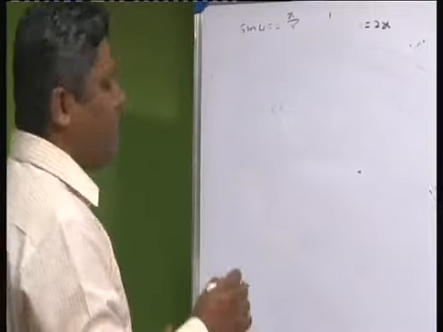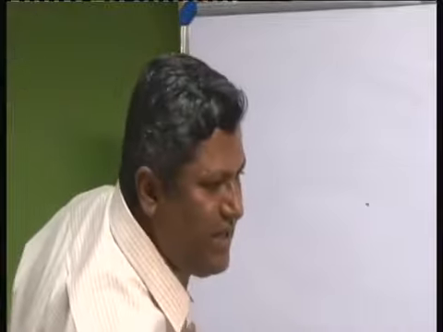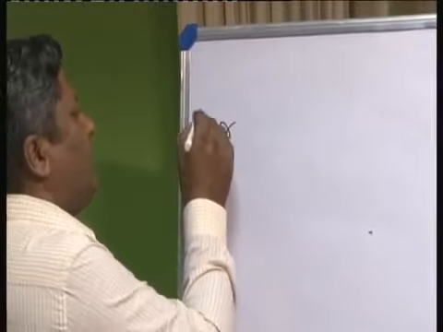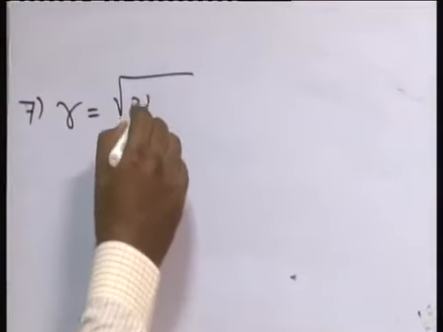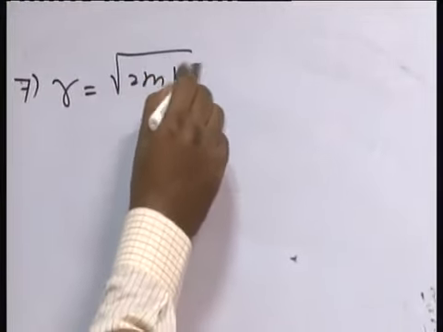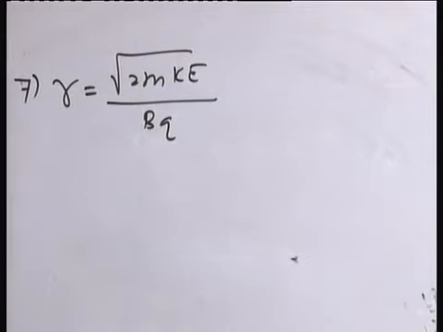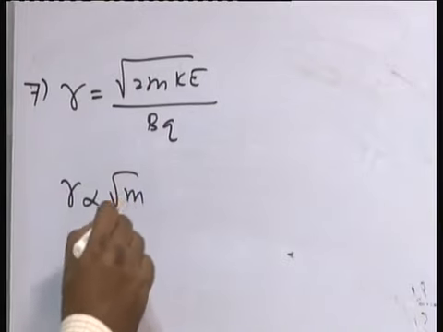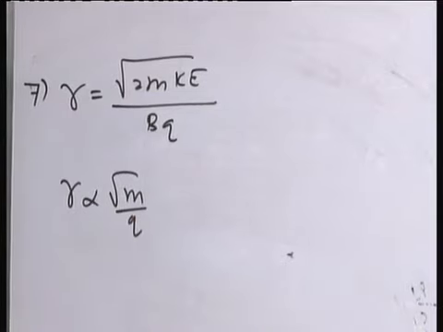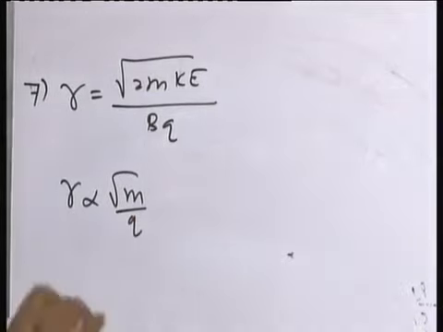So the radius expression you know in terms of kinetic energy. That is, the expression of radius in terms of kinetic energy is R equals, this is question number 7, R equals root 2 m into kinetic energy divided by BQ. You know this expression. And in the question it is given that the kinetic energy is the same. Therefore, I can write R mainly depends upon root m by q. Okay. So, m is different and q is also different. Therefore, the radius will be different.